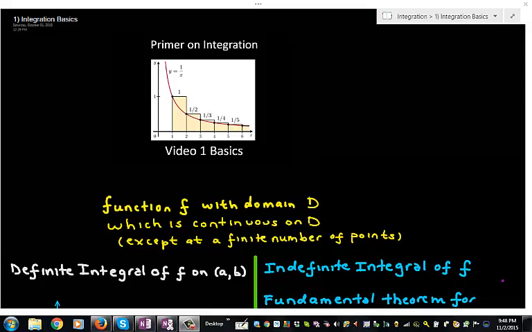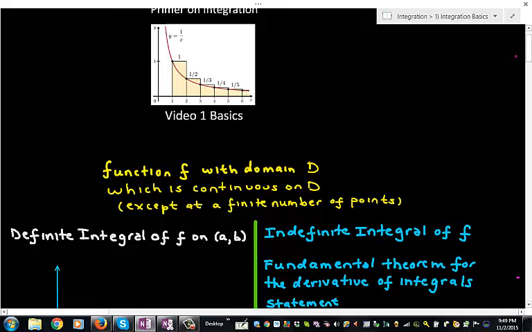We're going to start our study of integration by considering some basic facts about integrals. We're going to assume we have some function f that's defined on a domain capital D. F is going to be continuous on D except perhaps at a finite number of points. Technically, you can relax that condition and let the function be discontinuous at a countable number of points.